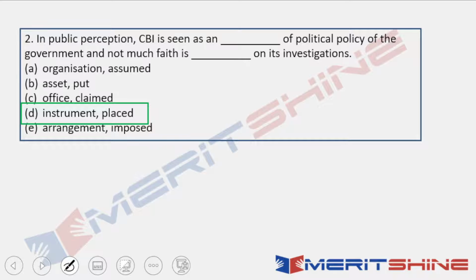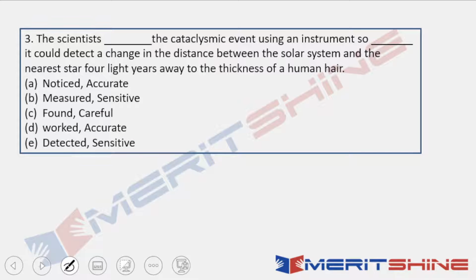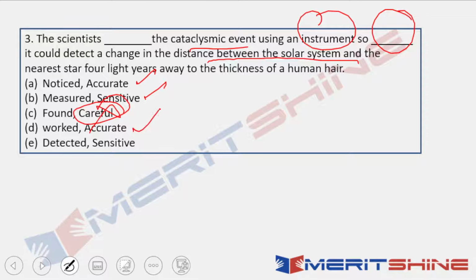Right? Chalo. Next question. The scientists blank the cataclysmic event using an instrument so blank it could detect a change in the distance between the solar system and the nearest star 4 light years away to the thickness of human hair. So, what I could understand from this sentence is that whatever the instrument is, it is very precise, right? Okay. So, therefore, we will obviously go to those words, and here we see accurate, sensitive. Careful cannot go for an instrument. Accurate, sensitive. So, accurate and sensitive both can go, though sensitive would make more sense, but I will keep it.